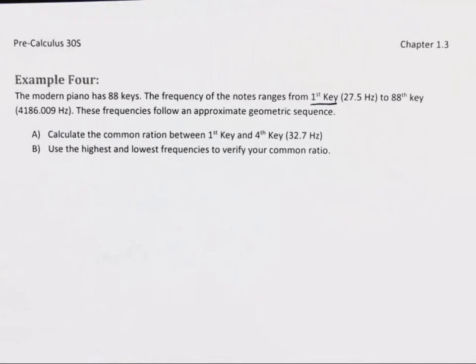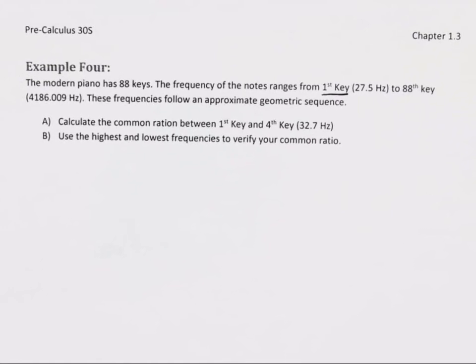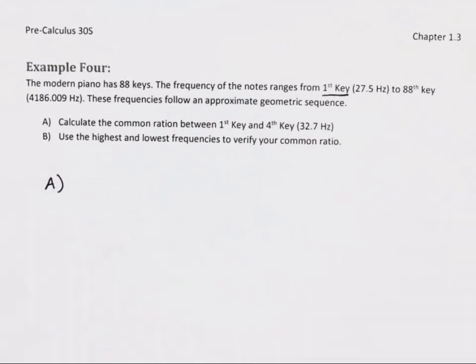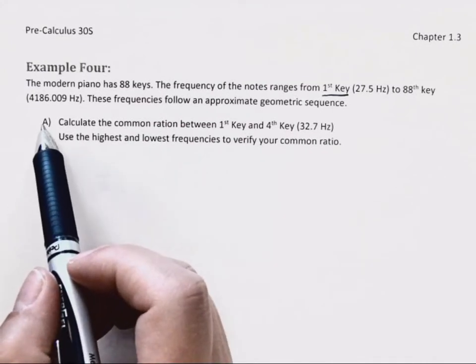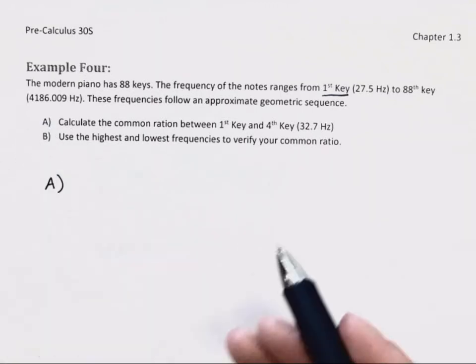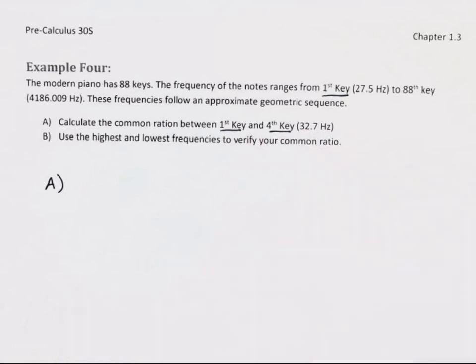All right. So here's the thing. Let's do part A. It sounds like a lot. It sounds confusing, but it's really not. Okay, so part A is almost exactly like the question we just did. I gave you first key and fourth key. All right, the first key and fourth key.